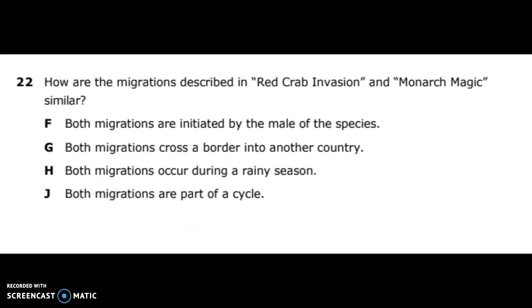22. How are the migrations described in Red Crab Invasion and Monarch Magic similar? F. Both migrations are initiated by the male of the species. G. Both migrations cross a border into another country. H. Both migrations occur during a rainy season. J. Both migrations are part of a cycle.